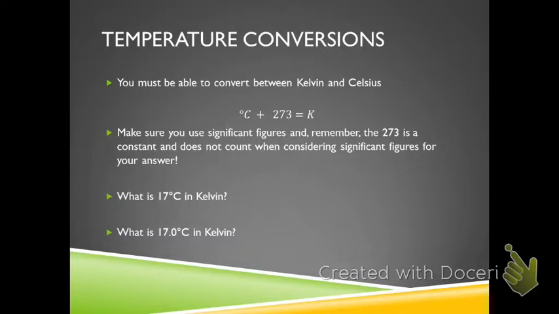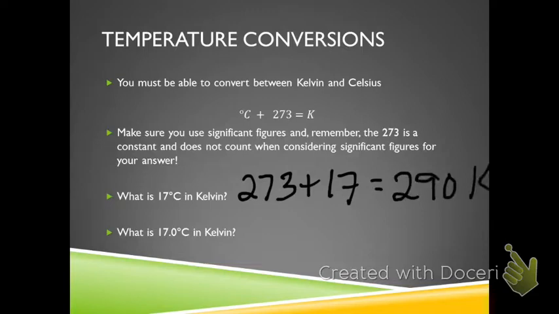You're adding, so when you do this, it's the least number of decimals, and you're adding 273 every time. That means that 273 is a constant and does not count when you consider the sig figs in your answer. So if I want to convert 17 degrees Celsius to Kelvin, it's a little sketchy, but all you have to do is add 273 and you get 290. But that is not correct.